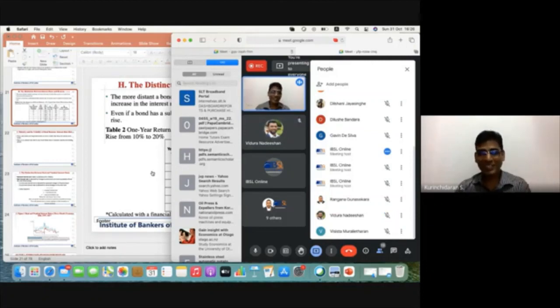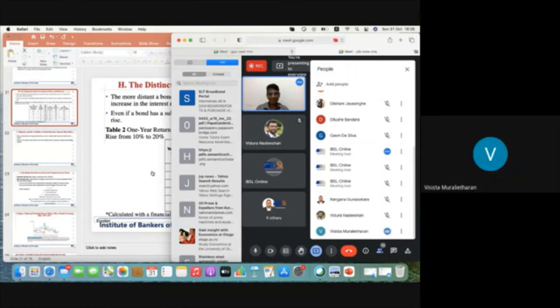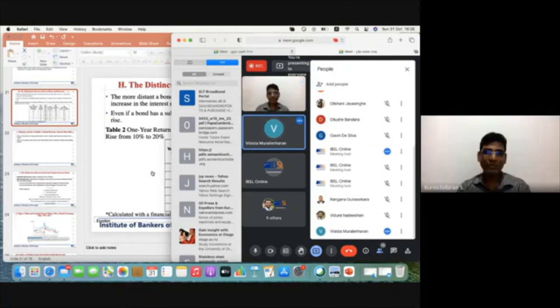Visista, what do you think? I also agree on short-term deposits because little by little the interest rate is going up. So we can advise the customer to put in short term. Okay, good. I agree with all your points. There's no wrong point. Actually, everything is a correct point with a different perspective.